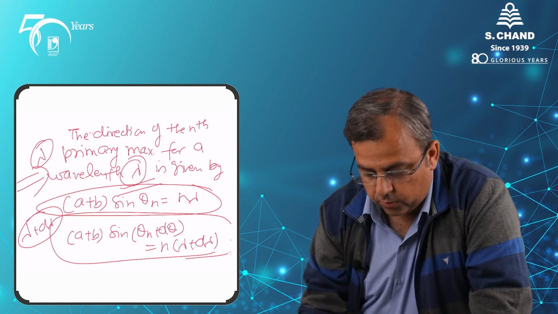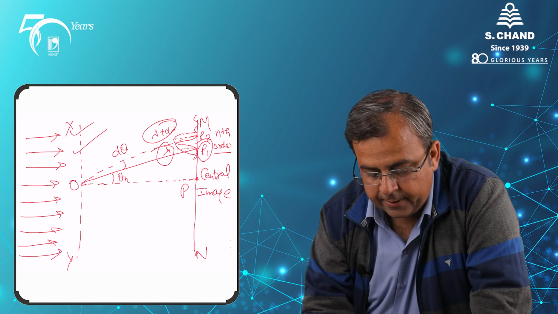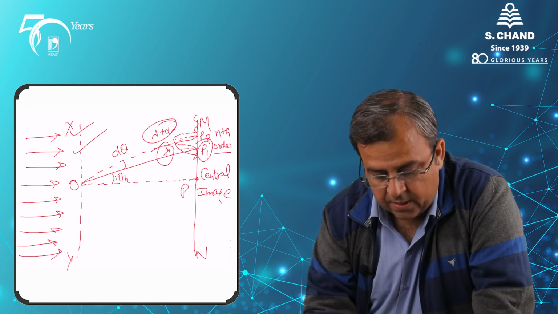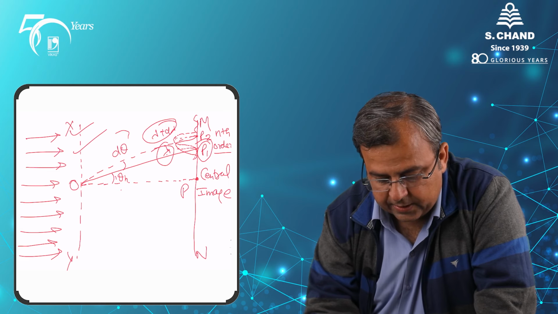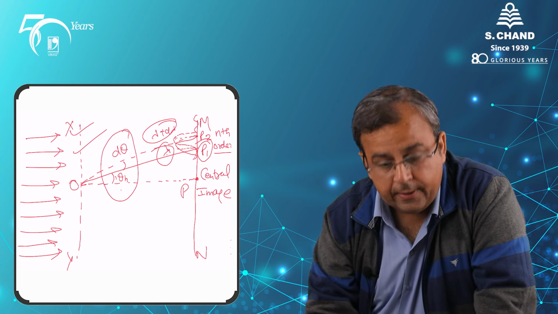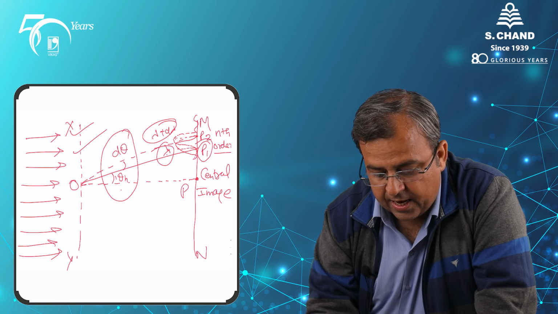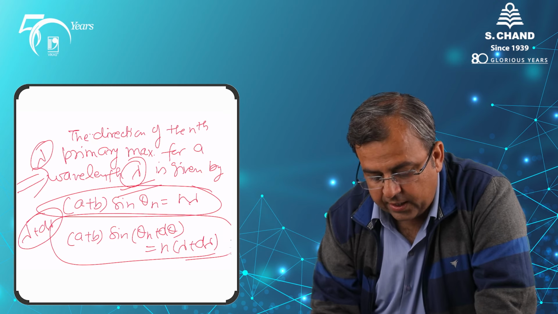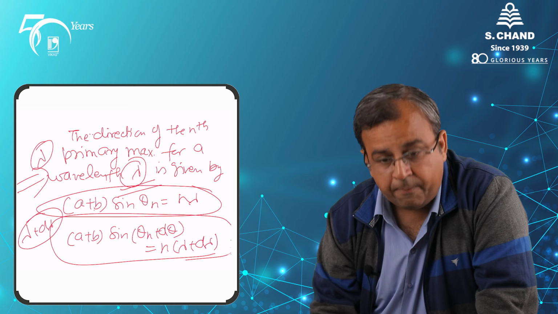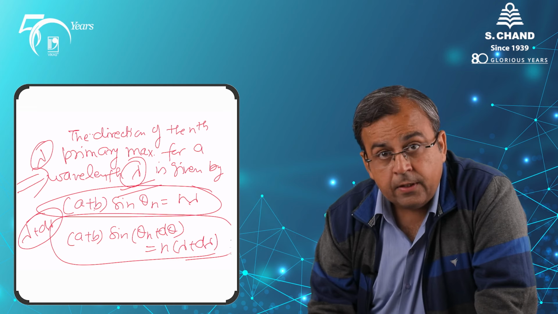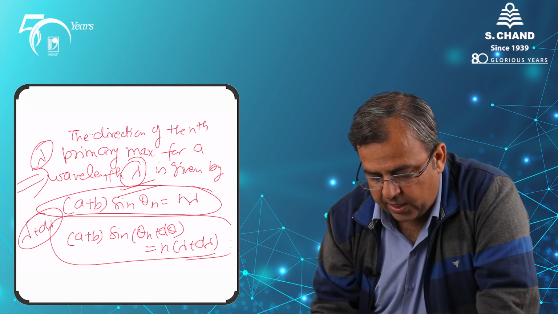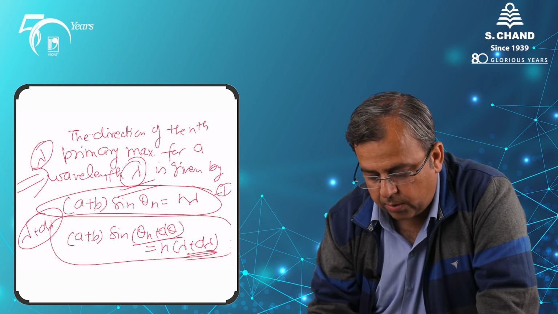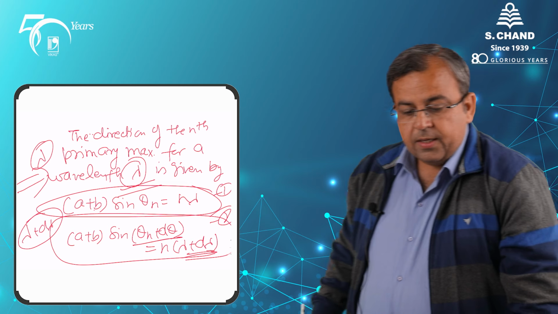Why am I saying so? Because if you go to the previous slide, I said that when it is for lambda, it is theta n. When it is for lambda plus d lambda, it is the total angle theta n plus d theta. And when it is for lambda, it is only theta n. So similarly, we have done it here: (a plus b) sin theta n is equal to n lambda. And for lambda plus d lambda, at theta n plus d theta, we got this equation. So this is equation number 1, this is equation number 2, correct?